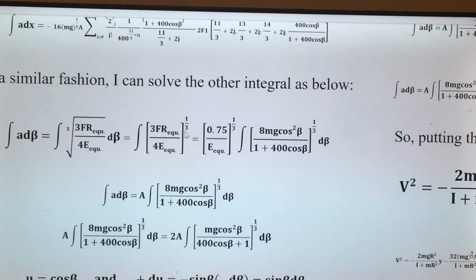Okay, I can solve the... Ahmed, yaar, I was just doing it a bit. In a similar fashion I can solve the other integral as below.